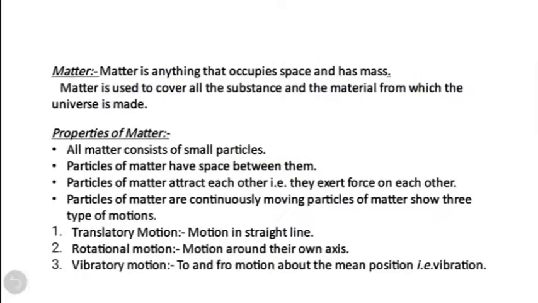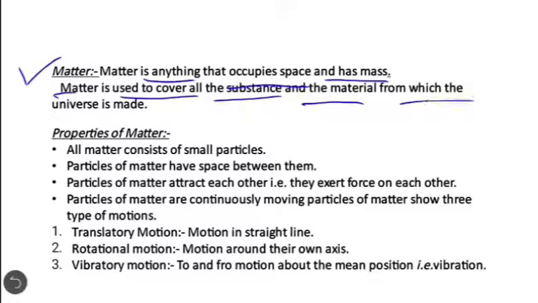So let's start. The first term is matter. Matter is anything that occupies space and has mass. Matter is used to cover all the substances and the materials from which the universe is made. It means you are surrounded by matter, because matter is everything present around you.